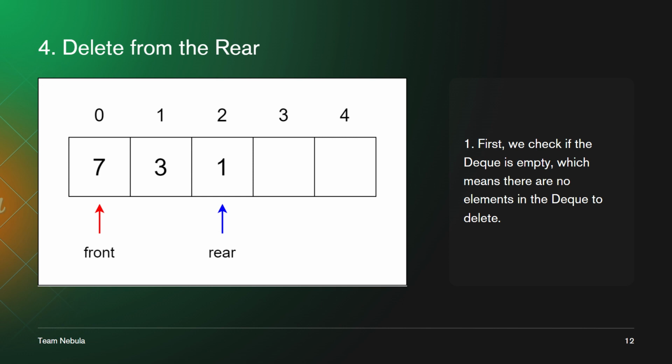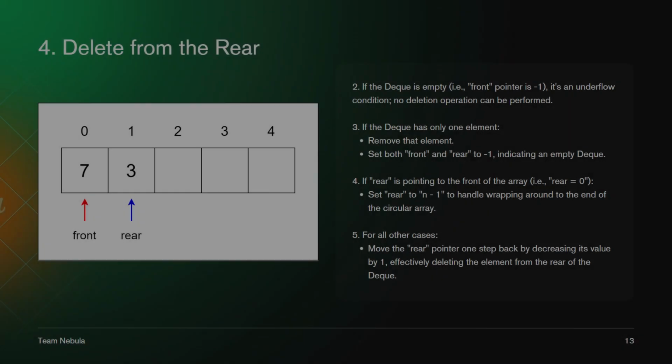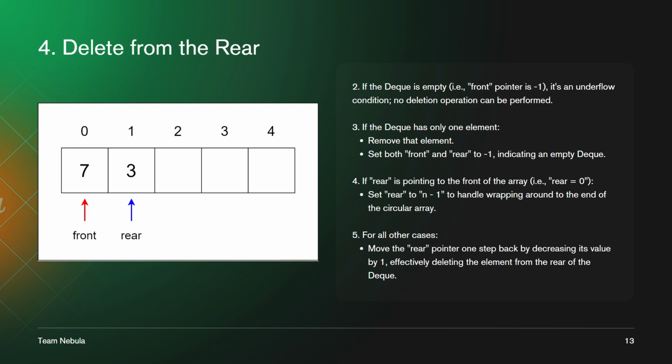Let's delve into the delete from the rear operation of our circular array-based dequeue. When we want to delete an element from the rear of our dequeue, we need to follow these steps. First, we check if the dequeue is empty, which means there are no elements in the dequeue to delete. If the dequeue is empty, which means the front pointer is -1, we cannot perform the deletion operation, and this condition is known as the underflow condition.